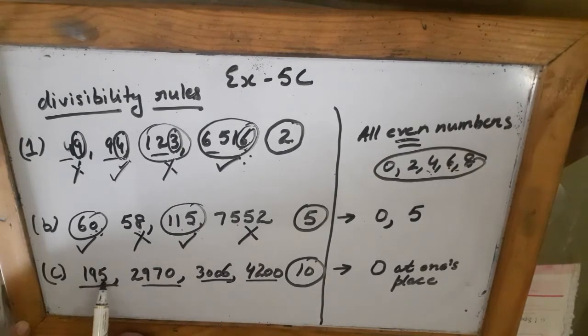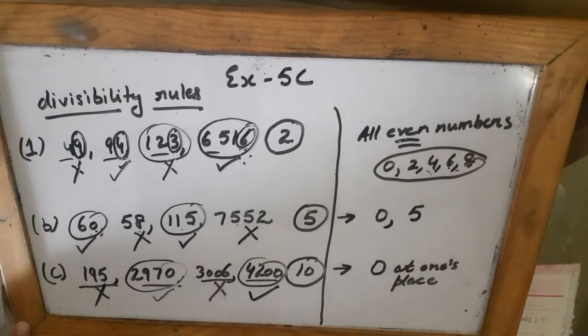So does this number have 0 at the end? No, so this number is not divisible by 10. Does this number have 0 at the end? Yes, so this number is divisible by 10. This one does not have 0 at the end, so this number is not divisible by 10. This number has 0 at the end, so this number is divisible by 10.